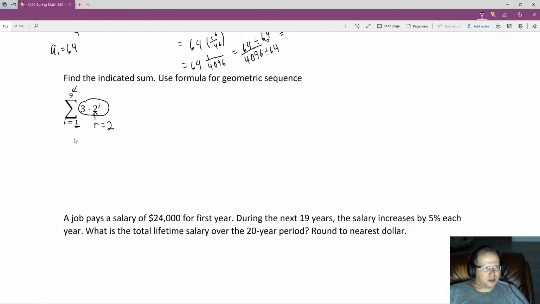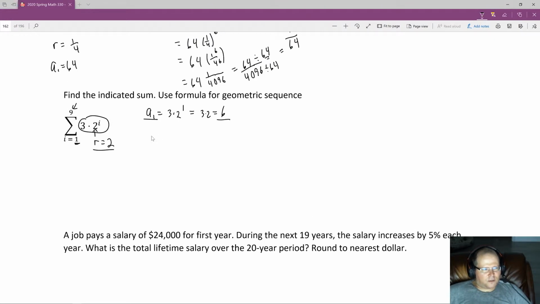And your first term, if I plug in there, I can find my first term. My first term is 3 times 2 to the first power, which is 3 times 2, which is 6. So my first term is 6. We have our ratio and we have the first term. Now the general formula for the sum of the first n terms is the first term multiplied by 1 minus r to the n, where n is the number of terms, over 1 minus r. So we have all the little pieces, and now we plug it in.